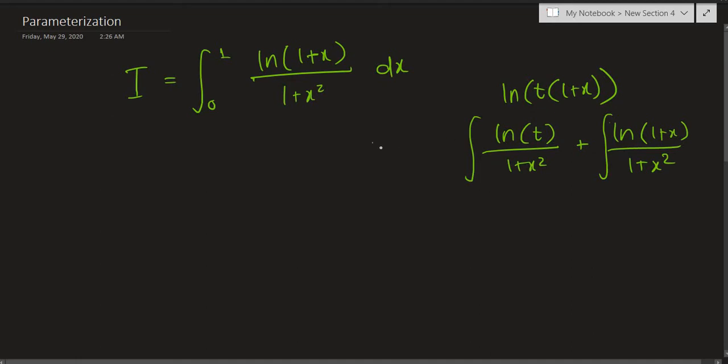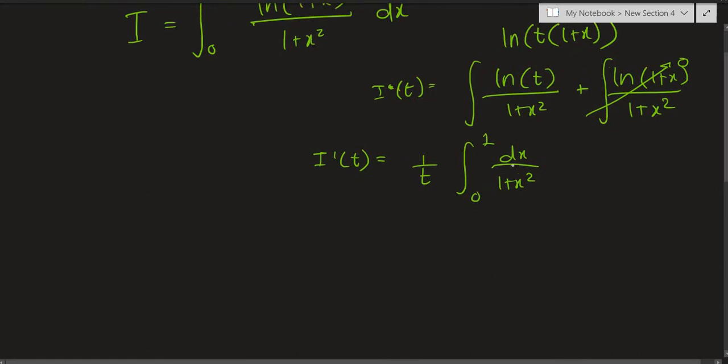So fine, we may get past our I prime of t step, because this is I of t, but when we take I prime of t, well, this just doesn't have a t term, so this goes to 0. This becomes natural log of t, which differentiated with respect to t is 1 over t, times the integral of dx over 1 plus x squared from 0 to 1. And fine, this will become the inverse tangent evaluated from 0 to 1, which is pi over 4. So it will just be pi over 4 times 1 over t, fine.